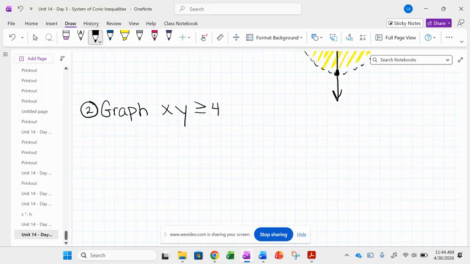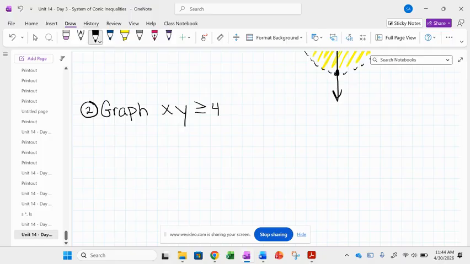Okay, so how do I know that this is a rectangular hyperbola and not a line? Good, because the x and y are being multiplied together. In a line, they're being added, right? It's a plus or minus between them. Here, because it's multiplication, it has to be a rectangular hyperbola.